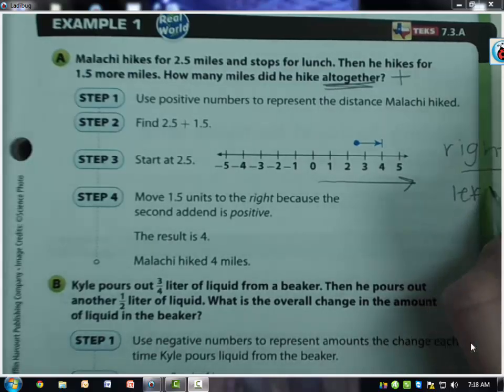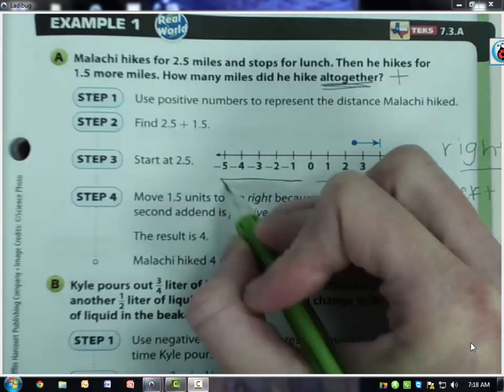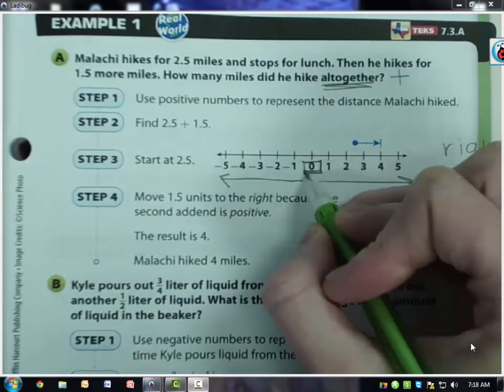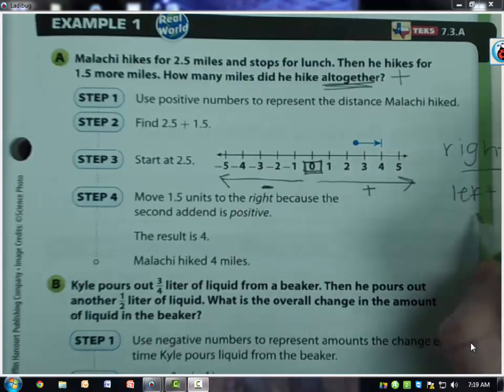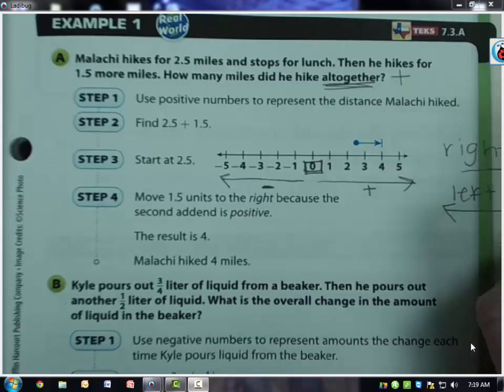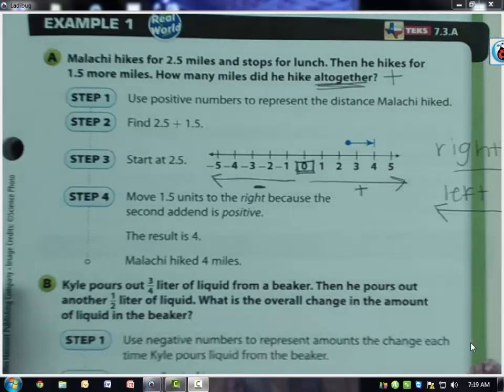So let's always box our 0 here. And then we have our positives over here and our negatives over here. So left is always going to be working with subtraction or, oh hello, you can't even see this part. We're going to be working with subtraction or negatives.